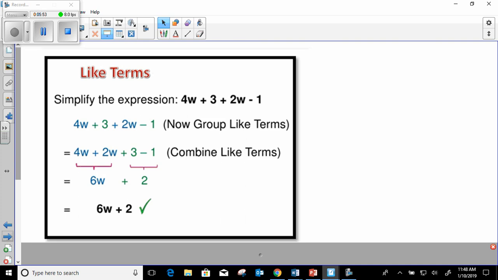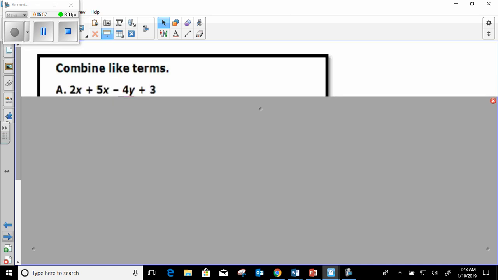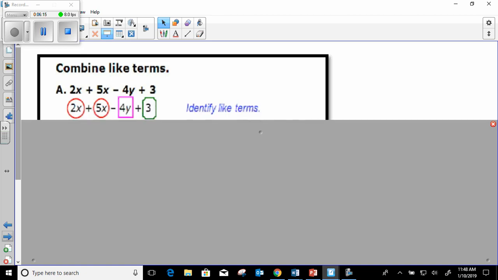All right, next slide. Combining like terms. So let's combine the 2x plus the 5x minus the 4y plus 3. So go ahead and circle your like terms in two different colors, actually three different colors in this case. Again, pause the video if I'm going too fast. When you're ready, you should have three different colors in this case because we have an x, we have a y, and then we have our constant, which is 3.